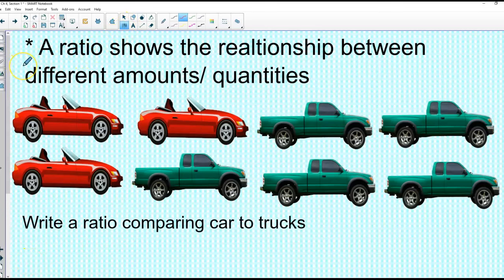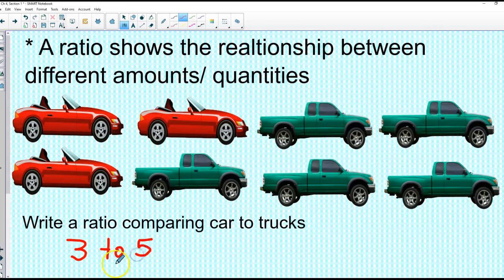A ratio shows the relationship between different amounts or quantities. So when we look at this picture here, we can see some red cars and some green trucks. So if we're asked to write a ratio comparing cars to trucks, we would say there are 3 cars to, if we count, 5 trucks.